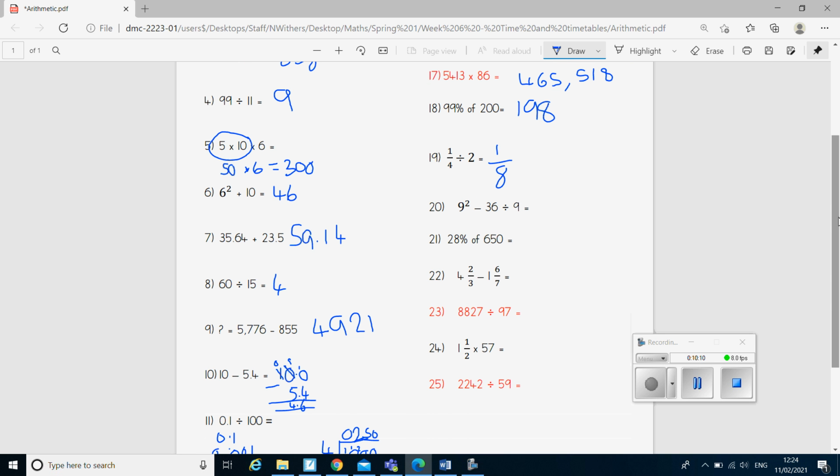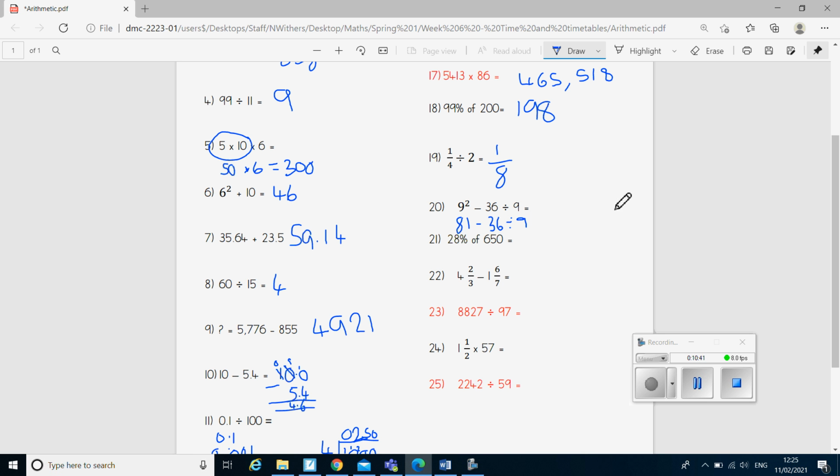Question 20, it's testing your knowledge of square numbers, but also of BODMAS. Okay, often a BODMAS question is easier than this, so sometimes when they put the question later on in the test, like this one, we tend to find it a little bit harder. But first of all, I would work out what 9 squared is. So 9 times 9 is 81, and then I've got 81 take away 36 divided by 9. Okay, this is where BODMAS comes into play.